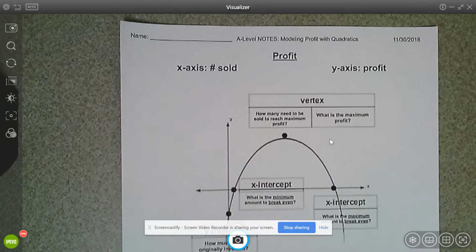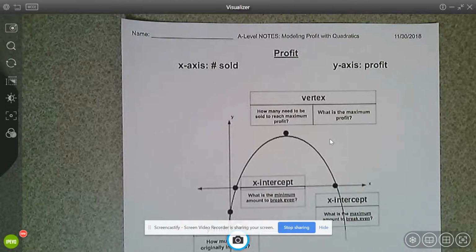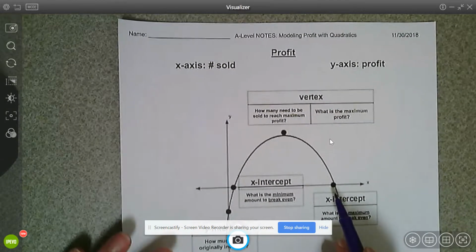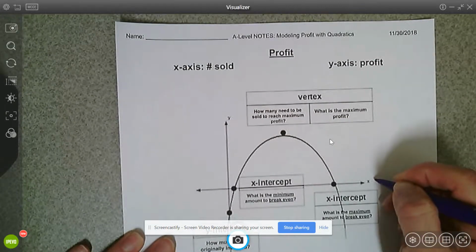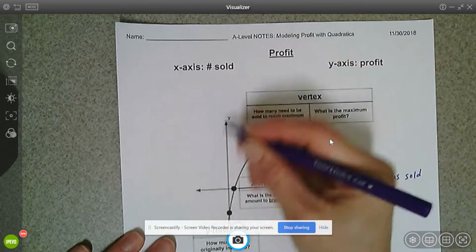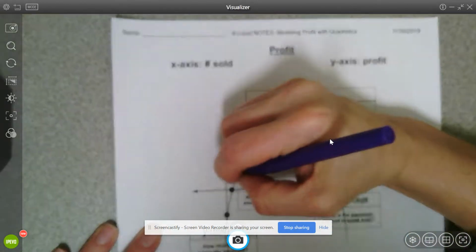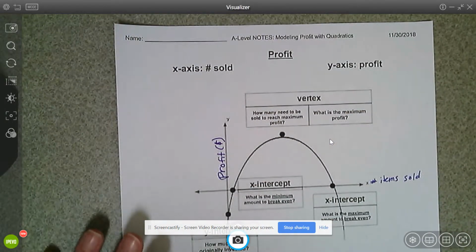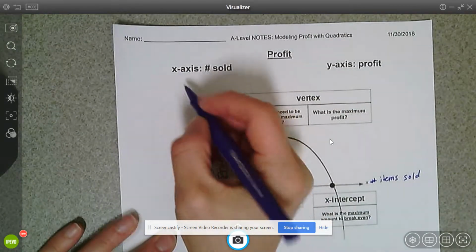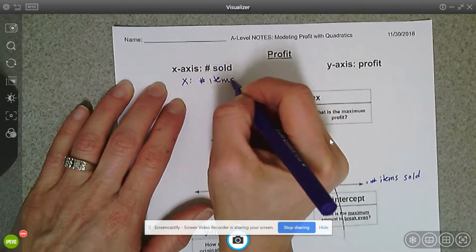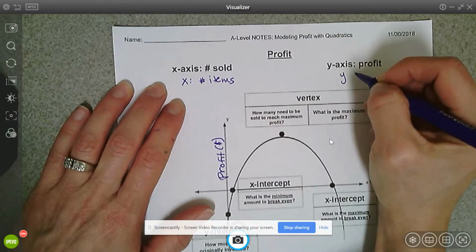Besides modeling projectile motion, you can also model profit with quadratic equations. The x-axis on a quadratic graph will tell you the number of items sold. So we're just going to write that right here, number items sold. And the y-axis would tell you the profit. That would be a dollar amount. So x is always going to be the number of items, and y is going to be money.